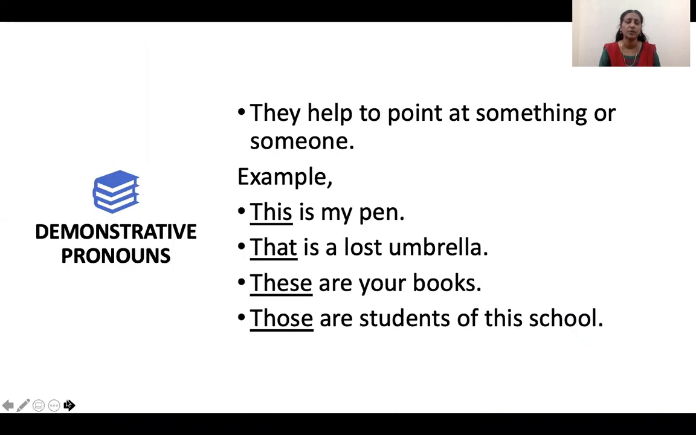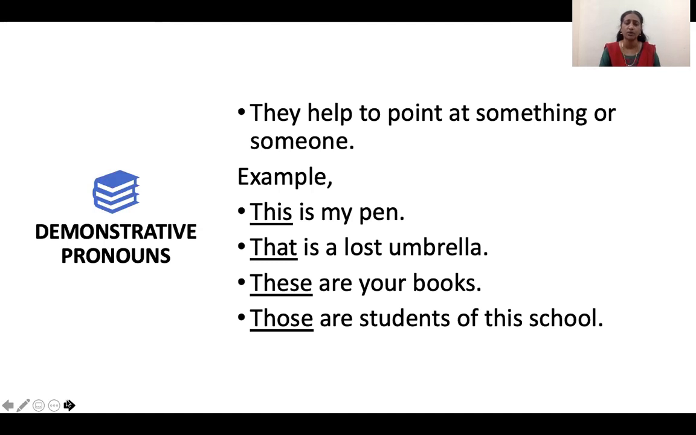And we'll learn about demonstrative pronouns. They help to point at something or someone. Example, this is my pen. We are pointing out a particular pen. Whose pen is it? This pen is mine. So, this is my pen, and this is the demonstrative pronoun.